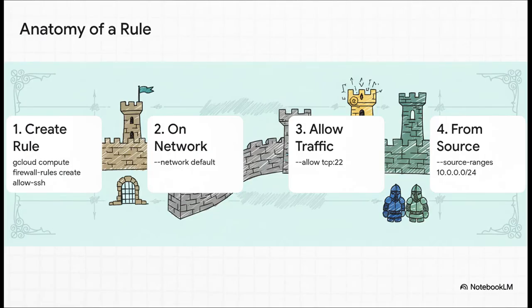Let's quickly break down how you actually build one of these gates. First, you create the rule itself. We'll call this one allow SSH. Then you tell it which wall it belongs to, in this case, the default network. Next, you define exactly what kind of traffic gets through, like SSH traffic. And finally, and this is so important, you say who is allowed to come through by limiting it to a very specific range of IP addresses.